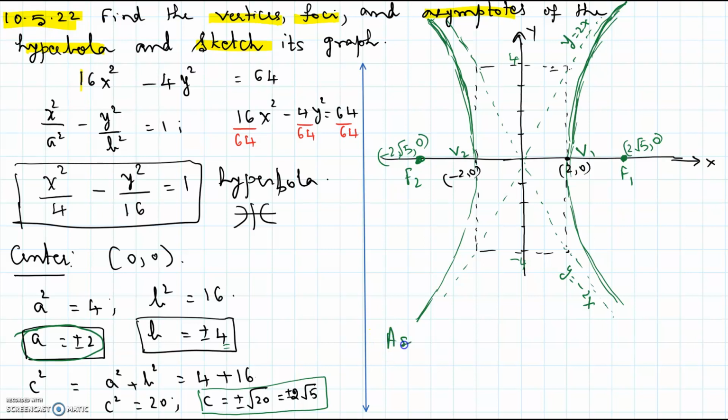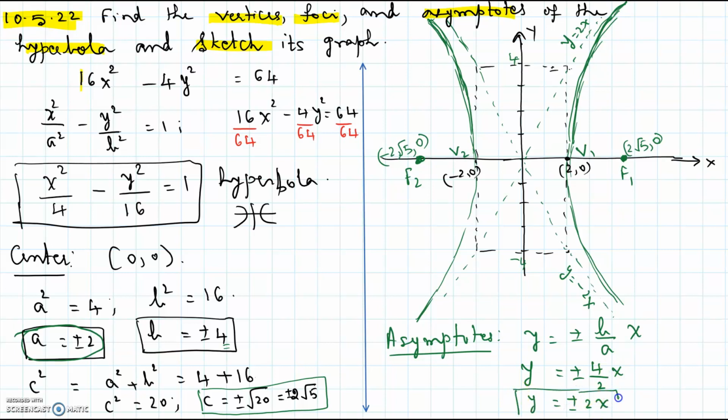Asymptotes are given by the equation y equals plus or minus b over a times x. In this case, b equals 4 and a equals 2. That will give us y equals plus or minus 2x. So those are the asymptotes of the hyperbola.